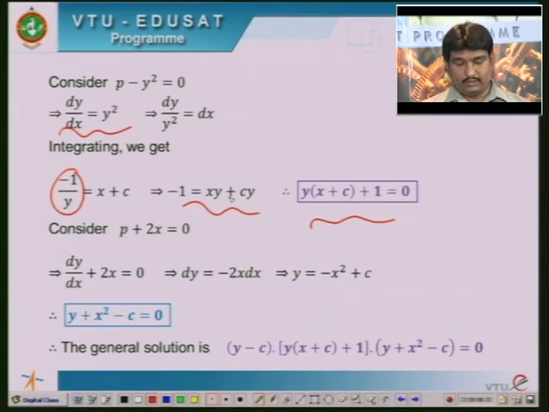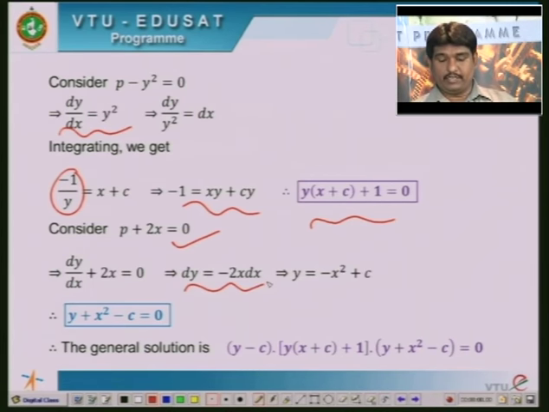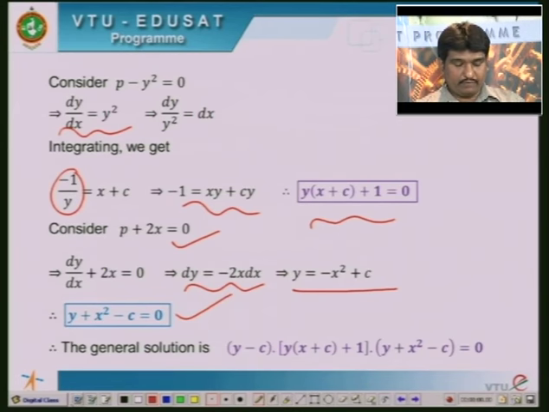Now consider the third factor, p plus 2x equated to 0. Same procedure: separate the variables, integrate it to get the solution y plus x square minus c equals 0. The product of all these is the general solution of the given differential equation.